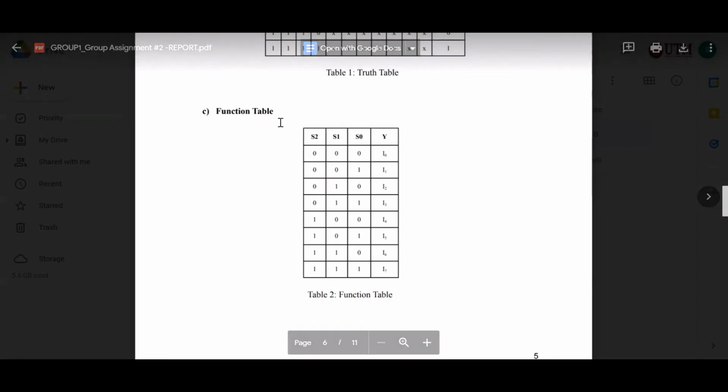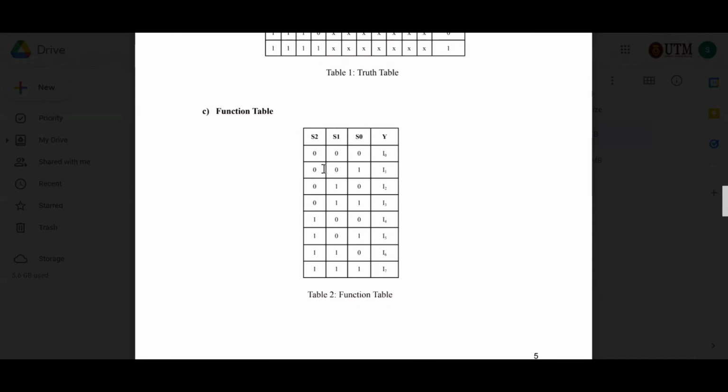Now we have the function table. We have S2, S1, S0, Y. S2 is 0, 0, 0, 0, 1, 1, 1, 1, S1 is 0, 0, 1, 1, 0, 0, 1, 1, and S0 is 0, 1, 0, 1, 0, 1, 0, 1. Then in Y we have I0, I1, I2, I3, I4, I5, I6, I7.